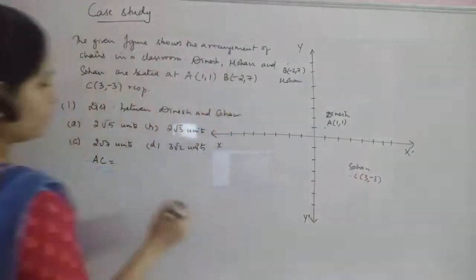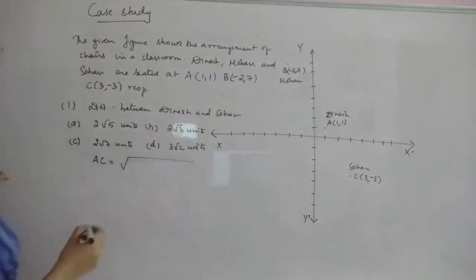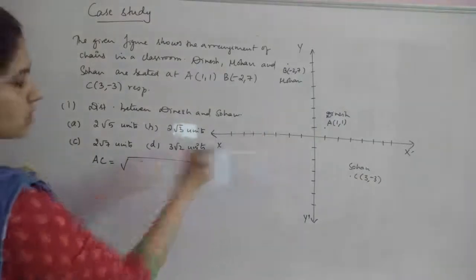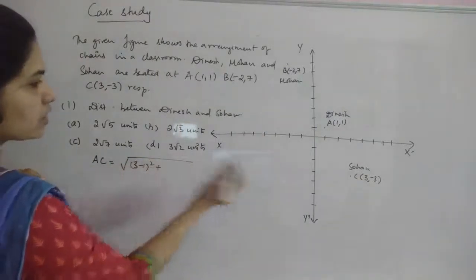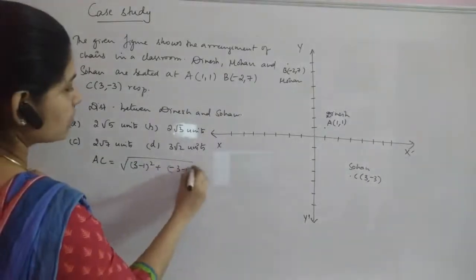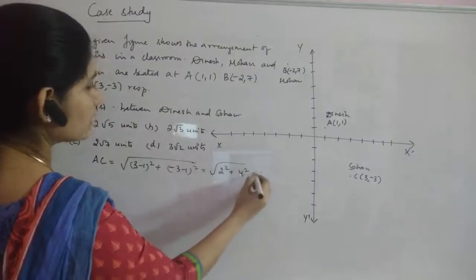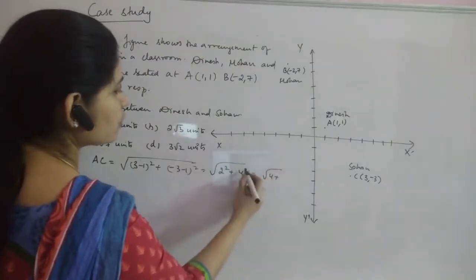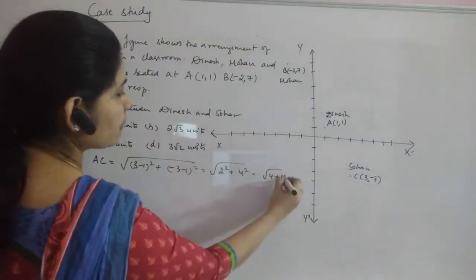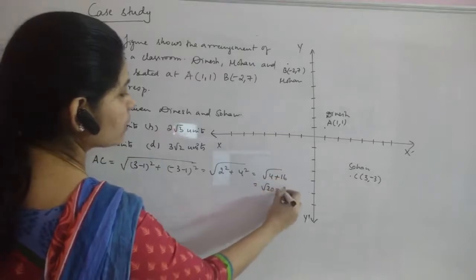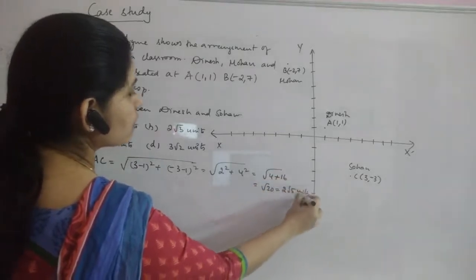Okay. So AC is equal to root of x2 minus x1 the whole square plus y2 minus y1 the whole square. You can just use it like this, 3 minus 1 the whole square plus 3 minus 1 the whole square. So that will give you 2 square plus 4 square, which is equal to 4 plus 16, here you are getting root 20. Root 20 is 2 root 5 units.